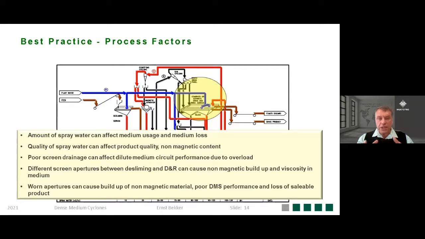Then worn apertures can cause a buildup of non-magnetic material. The same applies if you don't look at the drain and rinse screen maintenance. You are sending more non-magnetic material to the magnetic separator, but also non-magnetic material is building up in your medium circuit, in the first portion of the screen, because that stays in the circuit. You just have a bleed off, which we will talk about later, but most of the media stays in the media circuit. And if non-magnetic material starts to build up, it starts to create changes in your media characteristics.